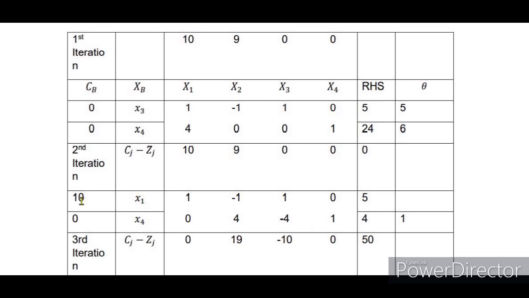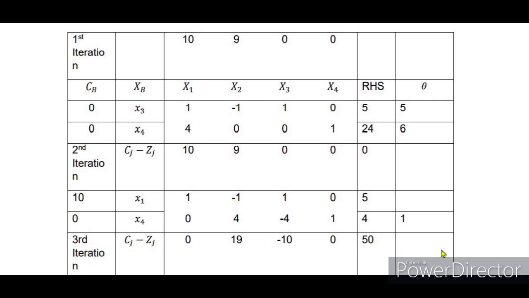Next, 10 times 1 is 10. So 0 minus 10 is negative 10. Next, 0 times 10 is 0. So 0 minus 0 is 0. Next, 10 times 5 is 50. So we have 50 here in the RHS.